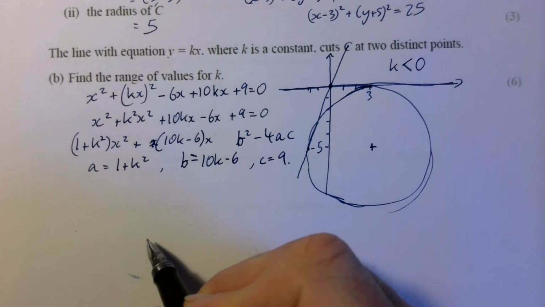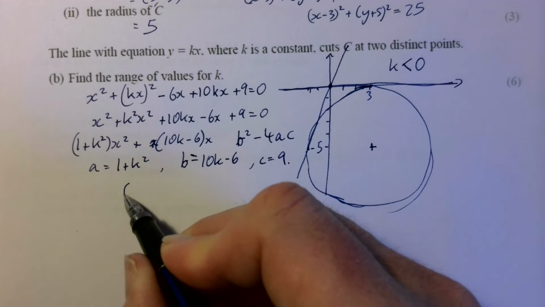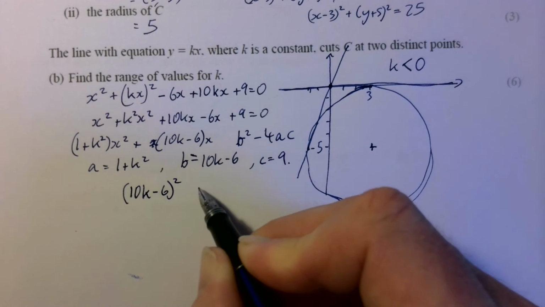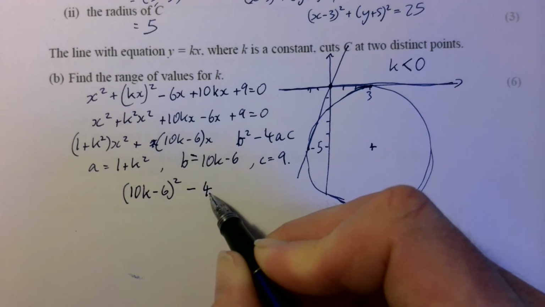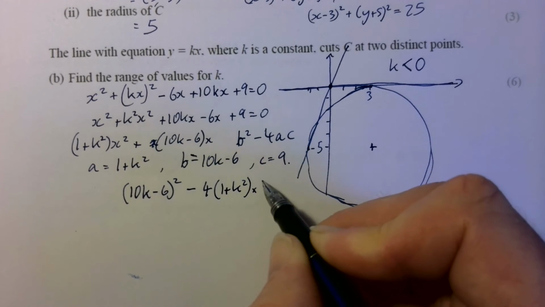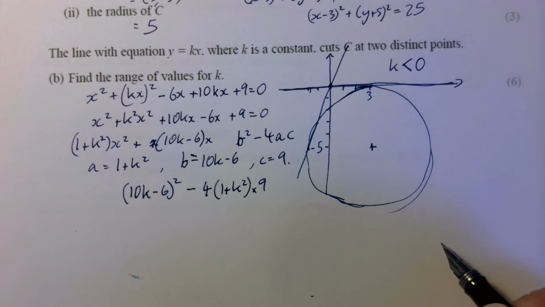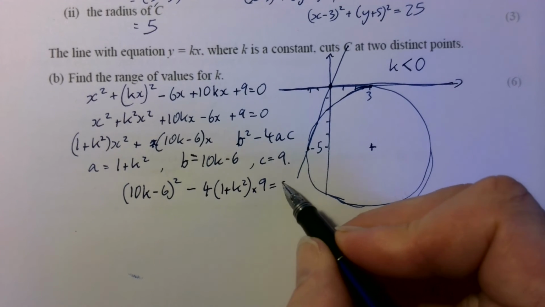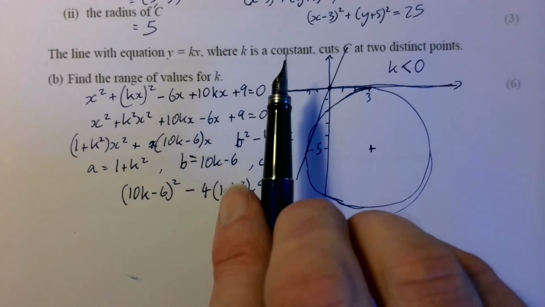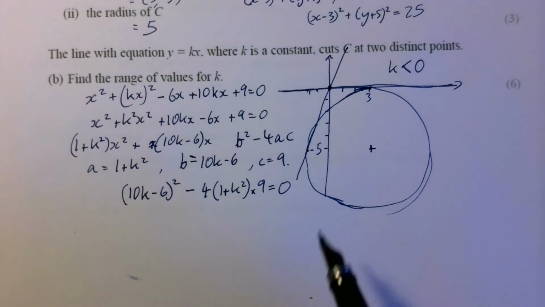Right, deep breath, keep going. It's one of those where you just have to trust the process and see what you get out at the end of it. So we've got 10k take 6, that's going to be squared, and we're going to be taking away from that 4 times A, 1 plus k squared, times C, which is 9. And we're going to have all of that equaling 0, because when the discriminant is equal to 0, you're going to have one touching point, aren't you? And we know just from our sketch that it's going to be anything with a bigger positive value than that. So let's see if we can solve this.